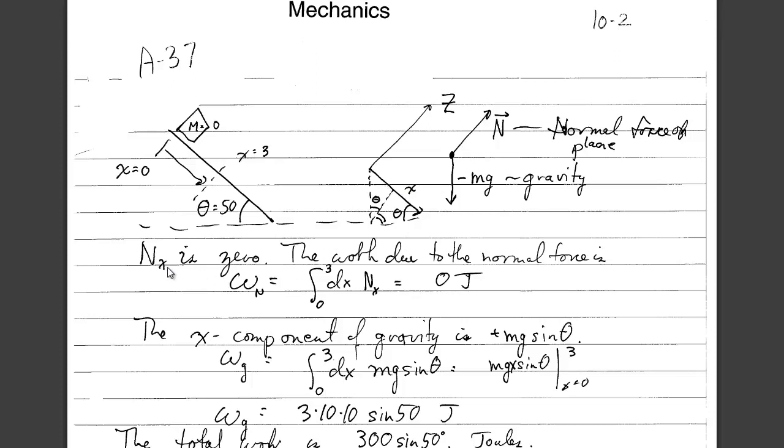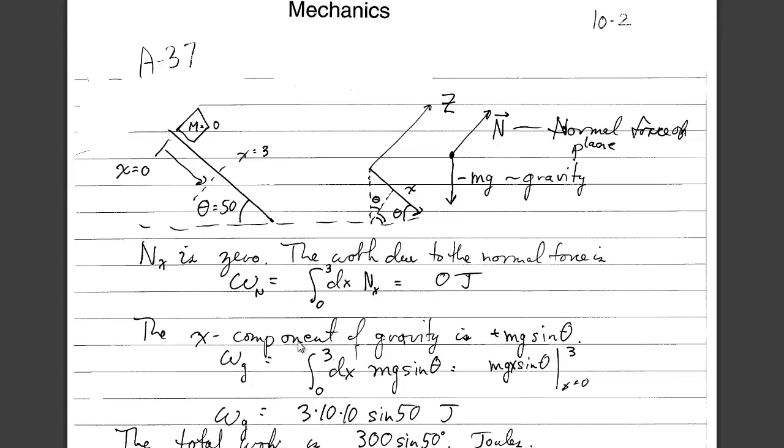Number one, the x component of the normal force is 0 because the normal force is all along the z-axis. The work done by the normal force is the integral over the distance traveled. There's the variable of integration. There's the component of the force parallel to the line of integration. But gee, n sub x is 0, so the work done is 0 joules.